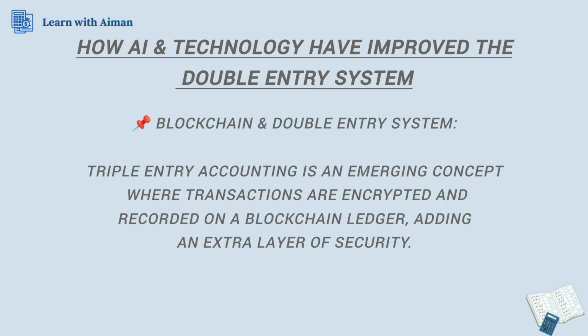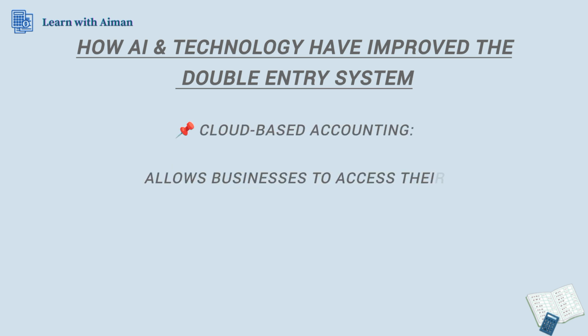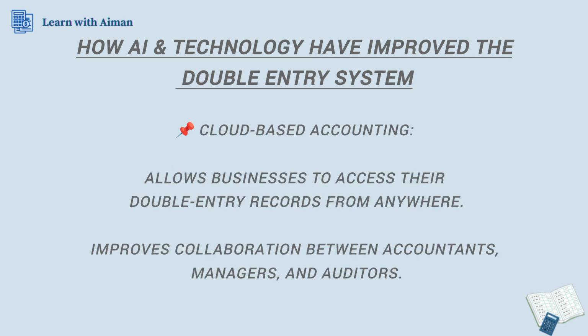Blockchain and double entry system. Triple entry accounting is an emerging concept where transactions are encrypted and recorded on a blockchain ledger, adding an extra layer of security. Cloud-based accounting allows businesses to access their double entry records from anywhere. Improves collaboration between accounts managers and auditors.